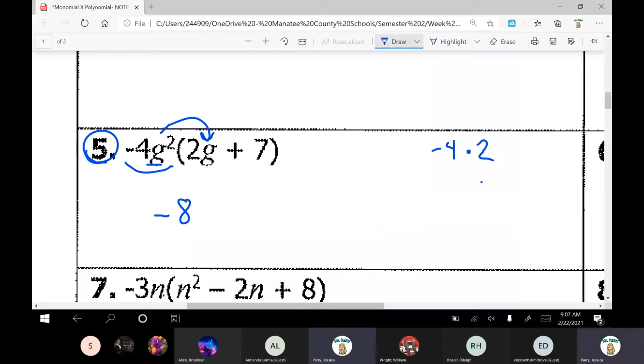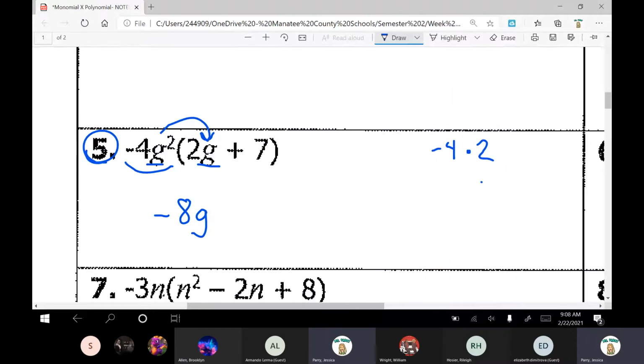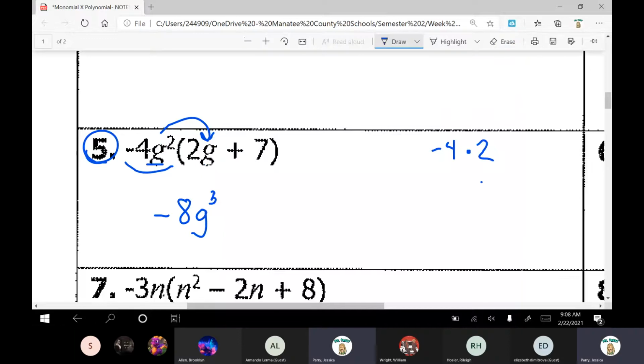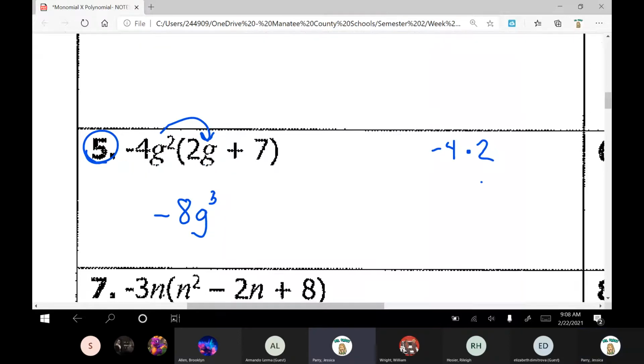And then we'll look at our variables. We got g, g. So here's my g. What's my new exponent for g? Remember, we're doing the product rule. What's my new exponent for g? So add the exponent. Someone said 3, and perfect, because we've got 2 plus invisible 1 is 3. So that's my new exponent for g. I'm going to erase this and go on to our next jump.